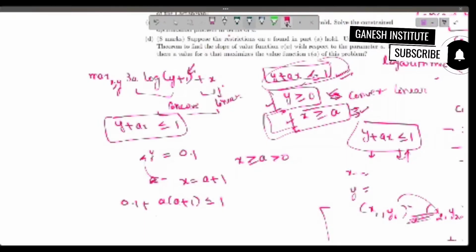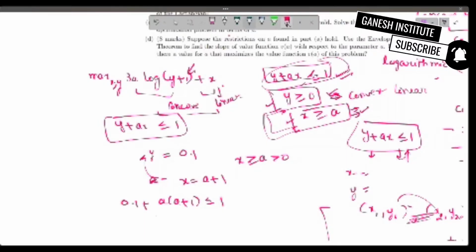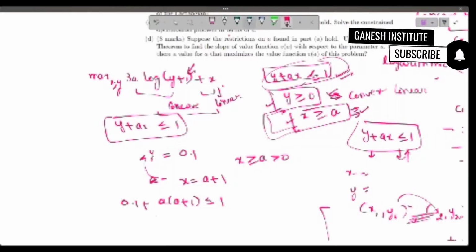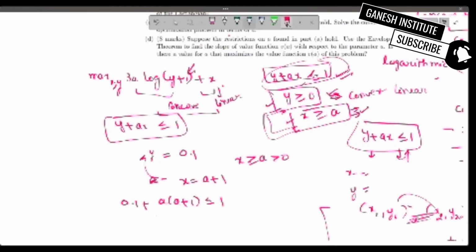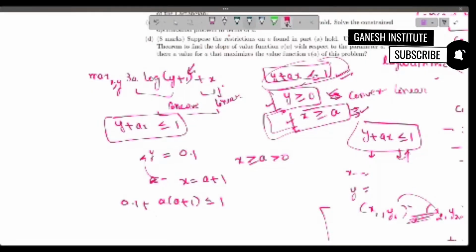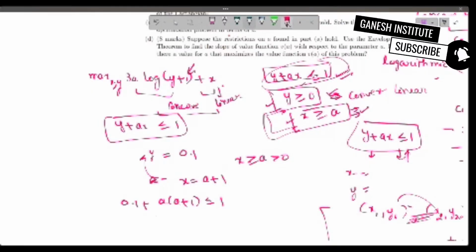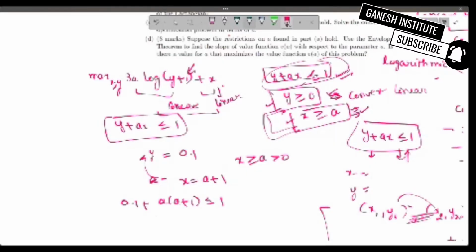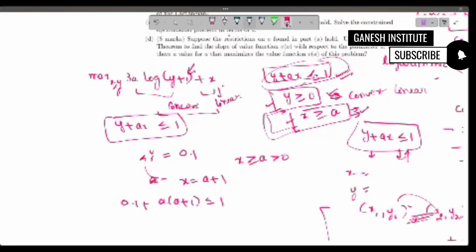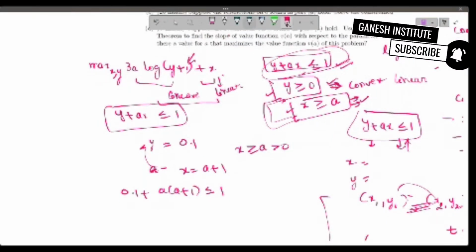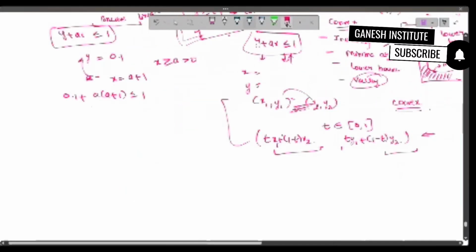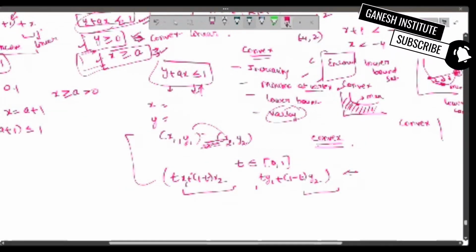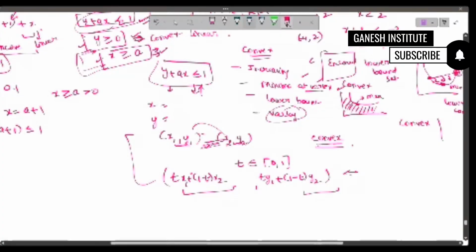One doubt, ma'am. Can you solve the problem using an example? We started proving that it is through linear combination. We started proving that the first constraint is convex in nature. We took two points on the graph. Could you give an example and solve them so that it's clearer?